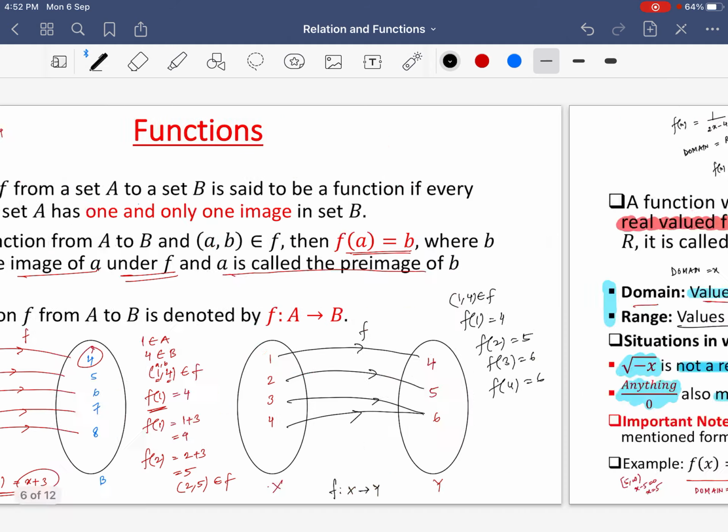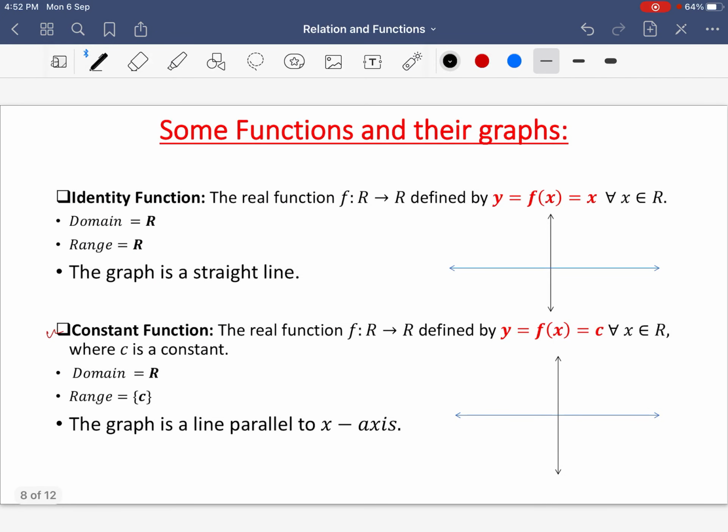So this is what we have now. Today's topic was some functions and their graphs. Basically, graphs are not included in your syllabus, so there is no point in doing graphs. So we'll be discussing these different functions which we have, first starting with the identity function.